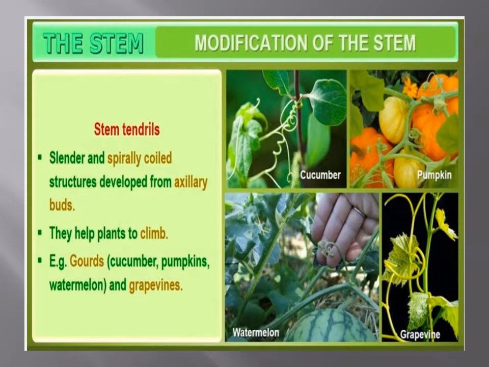For support, stem tendrils which develop from axillary bud are slender and spirally coiled structures that help weak stem plants to climb onto a support. Example, gourds, cucumber, pumpkins, watermelon and grapevine.